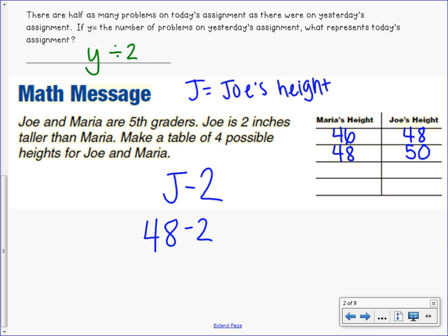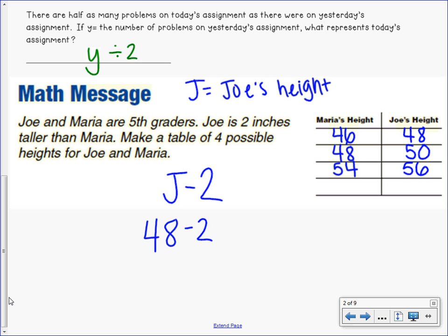Miss Marston forgot to measure Joe's height for a while. He was eating all his vegetables. He was exercising. He was being very healthy. And he grew up to 56 inches. Okay, so Joe's 56 inches now. But how tall is Maria? 54. Because it's always 2 inches shorter, just like our number sentence.